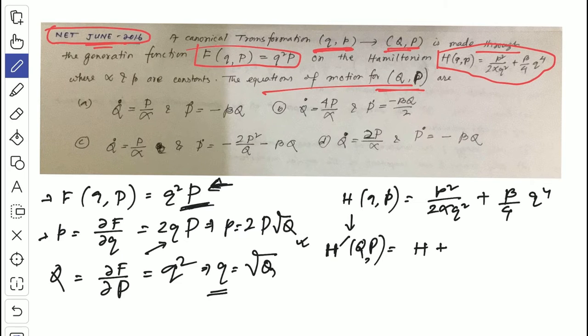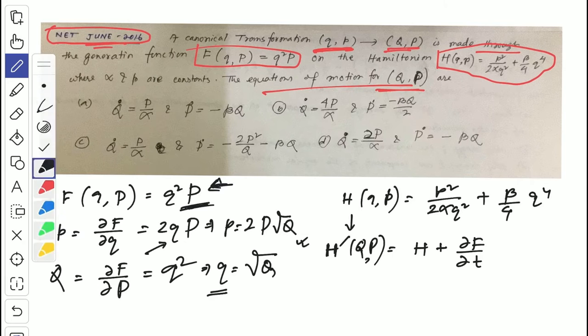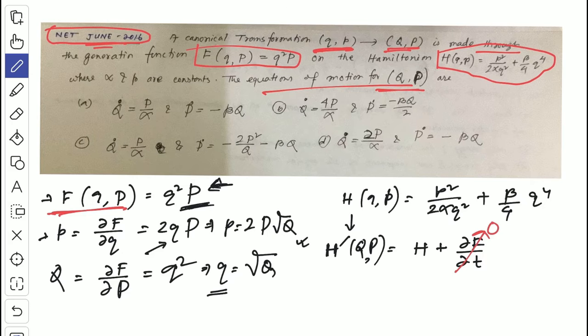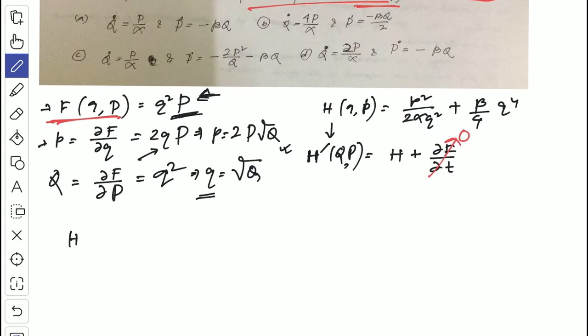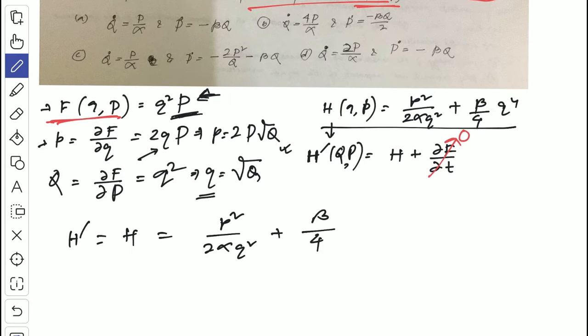That's going to be given by H plus del F by del T. Here you see this del F by del T term will be equal to 0. Why? Because this generating function is not a function of t, that's why it's going to be equal to 0. So then you can write, let me scroll down the page, H dash is equal to H, that is equal to small p square by 2 alpha q square plus beta by 4 q to the power 4.